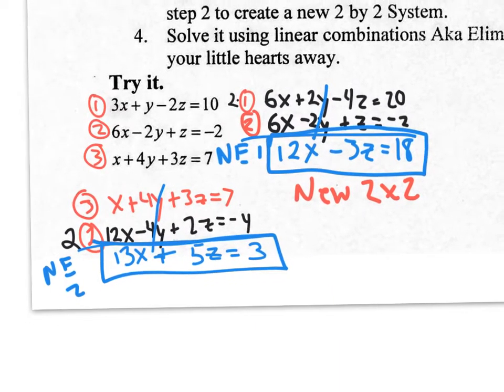Let me zoom out a little. You guys are probably going to run out of space. It's not much space. So thank you, Kayla, for pointing that out.